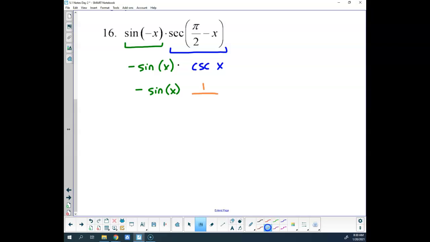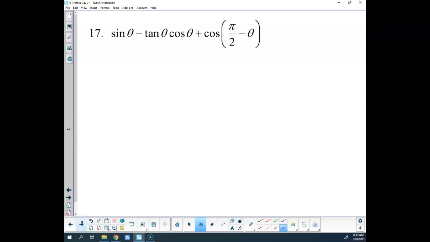Cosecant is 1 over sine of x. So now I have negative sine of x times 1 over sine of x, and the sines cancel each other out. Negative 1 times positive 1 is negative 1. Love it. You try this one now.